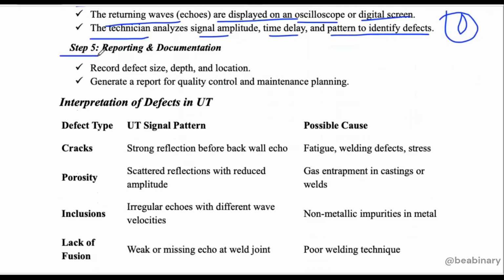The fifth step is reporting and documentation. We just need to record the size of the defect, depth, and location, and generate a report for quality control and maintenance planning, so that we can remove that problem, the defect.